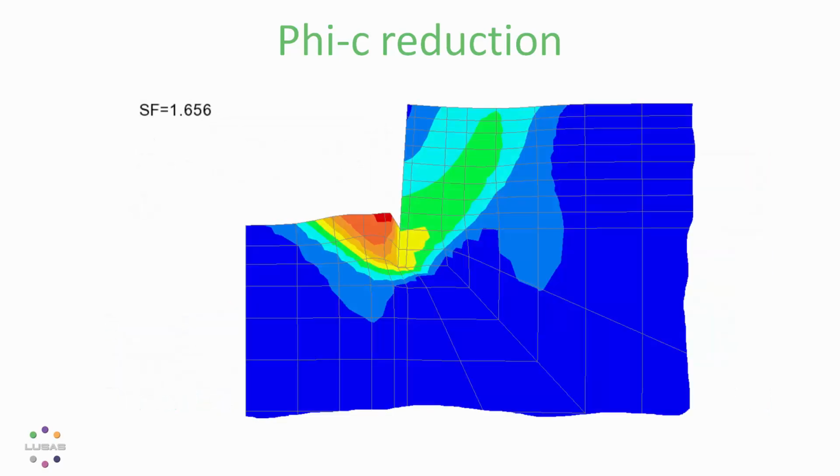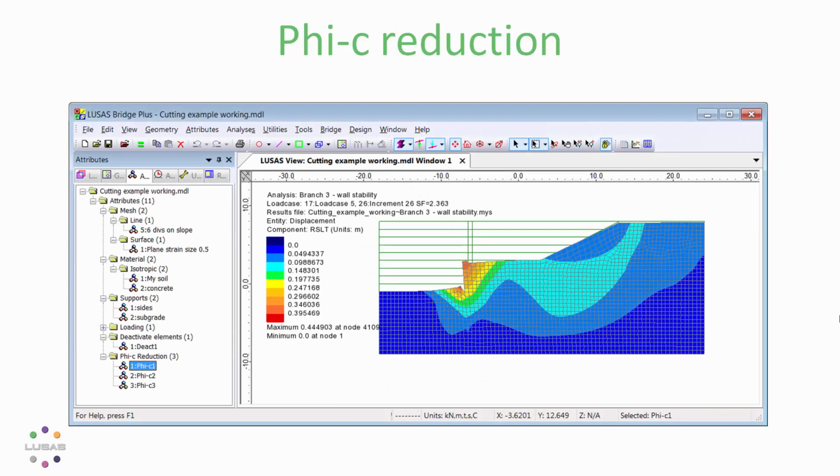Whatever the situation, it's always as simple as defining and assigning a Phi-c reduction attribute. And when the analysis is solved, the cohesion and the internal angle of friction will be decremented proportionally until failure in order to determine that factor of safety. In this analysis, the use of 3 Phi-c attributes allows us to consider the safety factor on the slope at 2 different stages of construction plus the wall independently. This ensures that we will finally obtain a factor of safety for both the wall and the slope, not just one factor of safety relating to whichever of the two happens to have the lower factor.